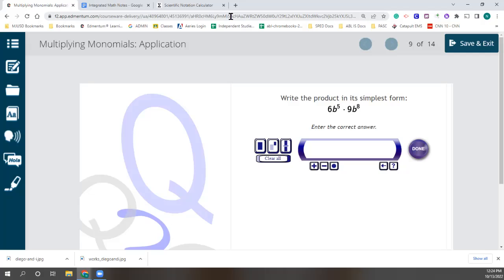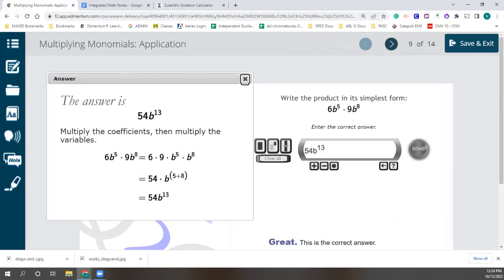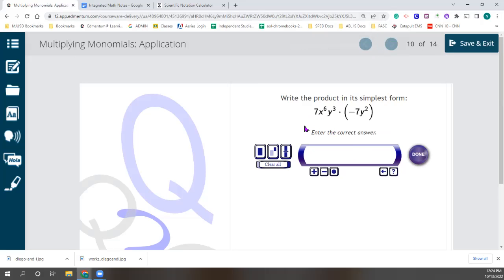So, what did I say? 6 times 9, 1, 2, 3, 4, 5, 6. That's 54. B, add the exponents. 5 plus 8 is 13. So it should be 54 B exponent 13. Done. I got it. Yay. Here's the steps. Check out the steps. We're almost done with this.